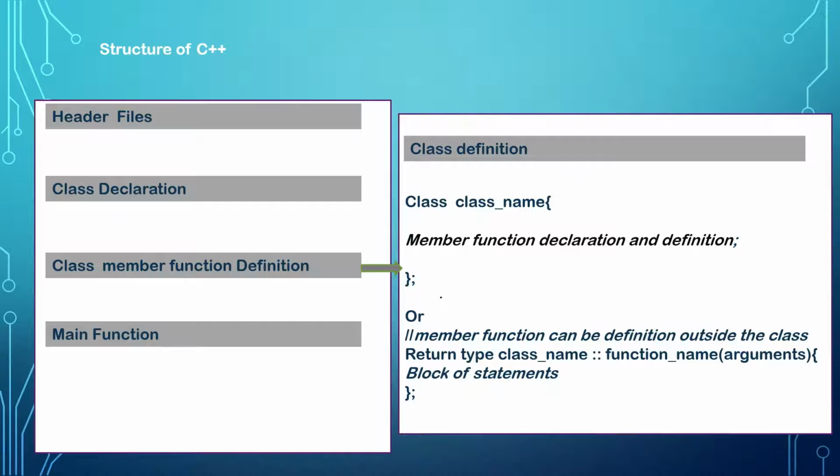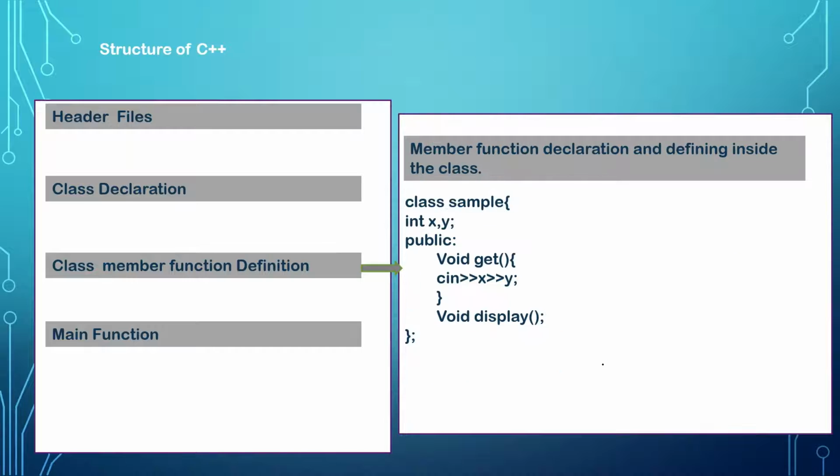Already we have seen the declaration. Now we have to see the definition. We can give definitions inside the class or outside the class. For defining inside the class, we need only the return type, function name, parameter list, and the block of statements. But if it is outside the class, we have to mention the class name and the scope resolution operator. So let us see that in an example.